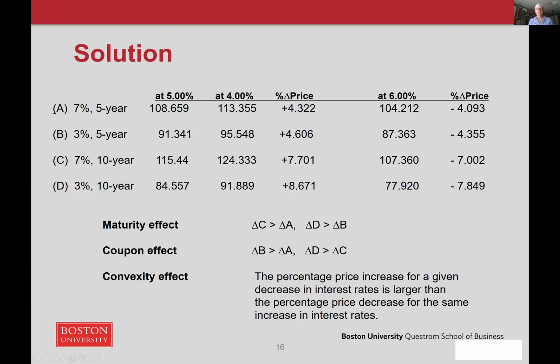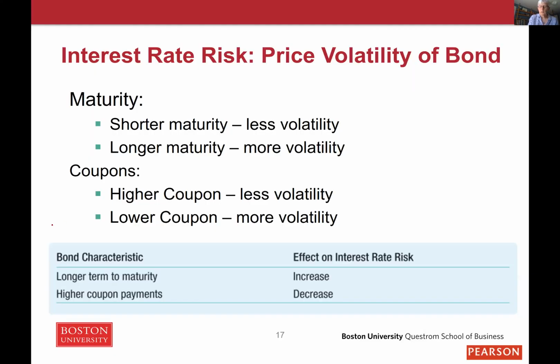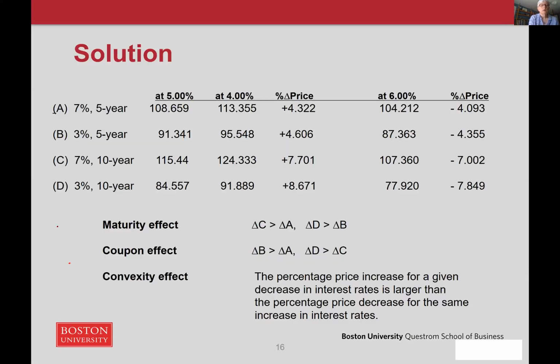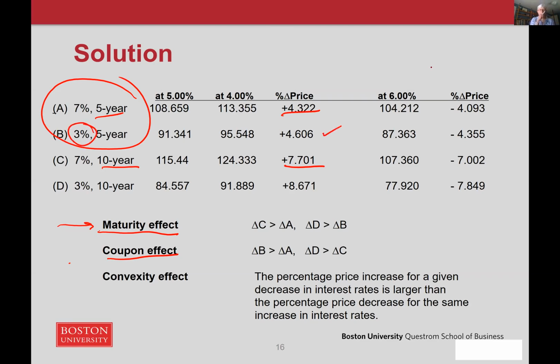And what our slide deck is doing here is showing you that we have a maturity effect. The 10-year bonds, for the same coupon, here's our 7%, is going to change more in price. And for the same maturity, the smaller coupon is going to change more than the bigger coupon.